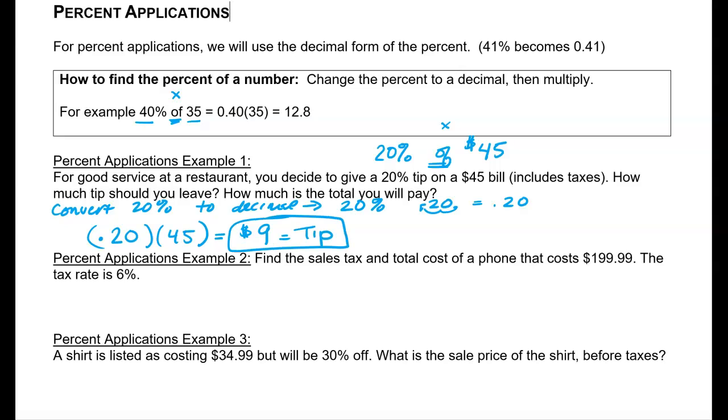But that doesn't answer the whole question, it answers part of it. How much tip should you leave? You should leave a $9 tip, and then how much is the total? For the total, we're just going to take our bill, which is $45, and add the tip to it, and that's going to give us our total of $54. So a tip of $9 and a $54 total.